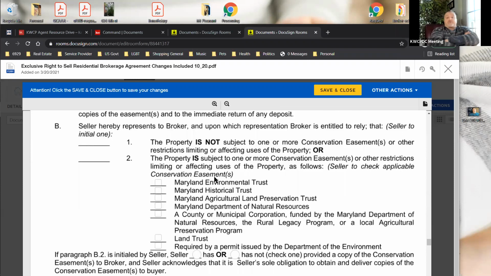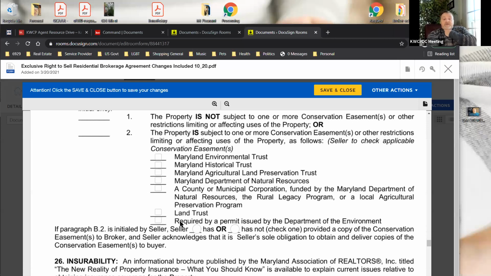Seller hereby represents to the broker, and upon which representation broker is entitled to rely, that the property is not subject to a conservation easement or the restrictions limiting or affecting the uses of the property. So the majority of the time we will have that as applicable. If it's not in a conservation area, then you will have the seller initial there. Or if it is in a conservation area, the property is subject to one or more conservation easements and other restrictions, and it could be part of any one of these entities here.